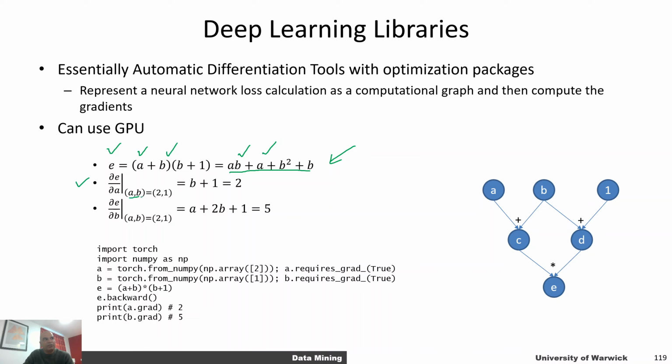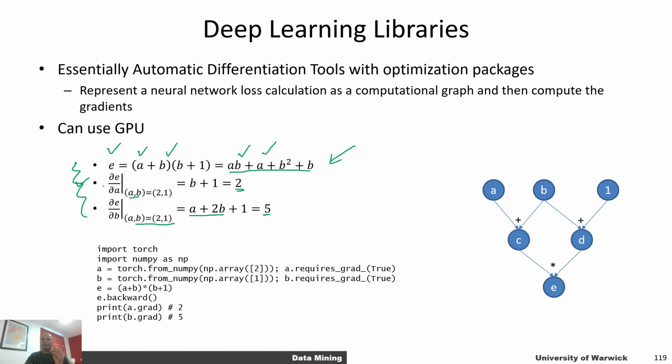Let's say if a is equal to 2 and b is equal to 1, then this partial derivative, partial e over partial a, comes out to be 2. Similarly, we can take the derivative of partial e over partial b, and that comes out to be 5 for this particular value of a and b. The analytical solution comes out to be a plus 2b. So this is how you would manually do differentiation.